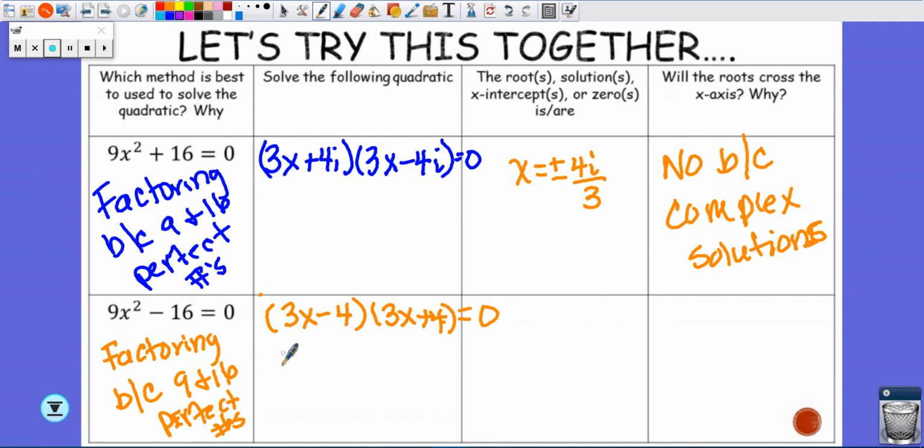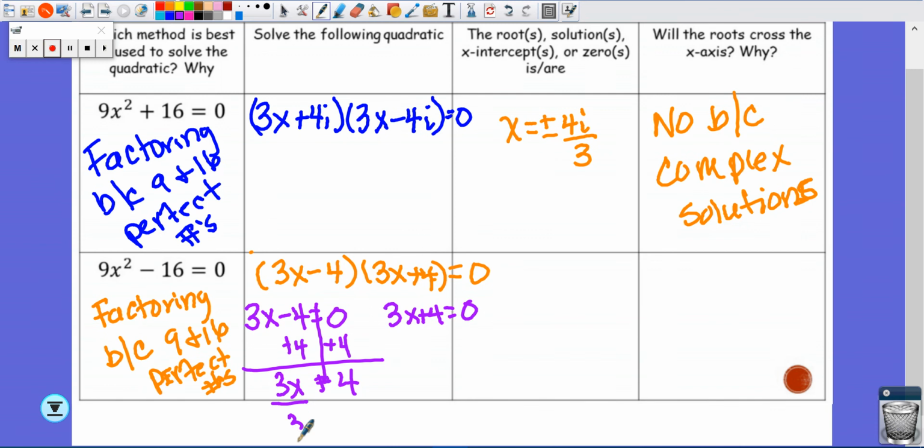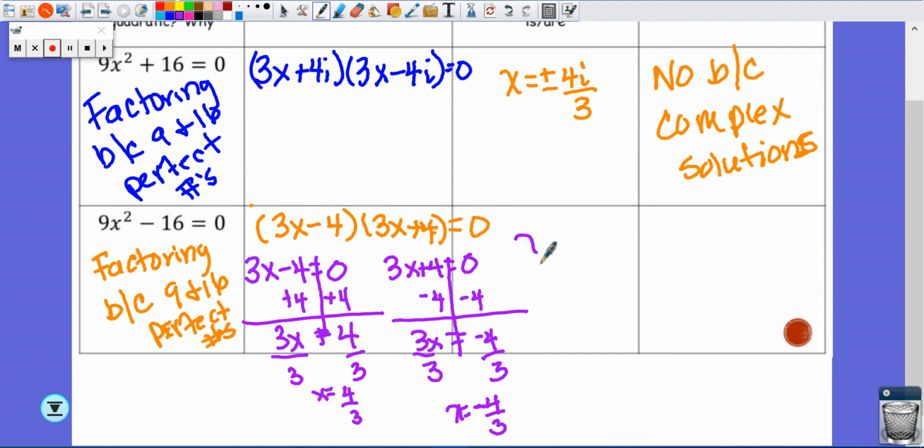All right, now I'm going to take each one of my binomials and set them equal to 0. Do my line method, plus 4, get that constant on the other side. And then divide by 3, x equals 4 divided by 3. And then here, minus 4, 3x, we drop our line, minus 4, divide by 3, x equals negative 4 over 3. So here, x equals plus or minus 4 over 3.